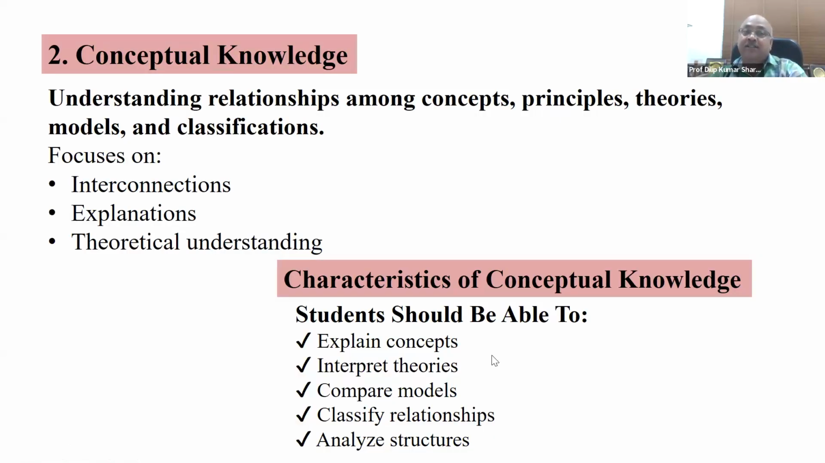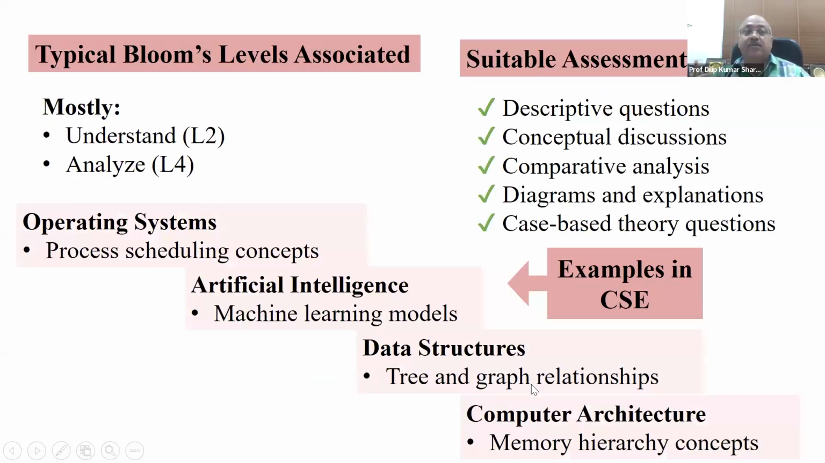Then we have conceptual knowledge: understanding relationships among concepts, principles, theories, models, and classifications. So interconnection, explanation, theoretical understanding. Students should be able to explain concepts, interpret theories, and compare models. Typically the associated Bloom's levels are 2 and 4, and suitable assessments are descriptive questions, conceptual discussion, comparative analysis, diagrams and explanation, and case-based theory questions. Examples are process scheduling concepts, machine learning models, and discussing tree and graph relationships and comparing them.